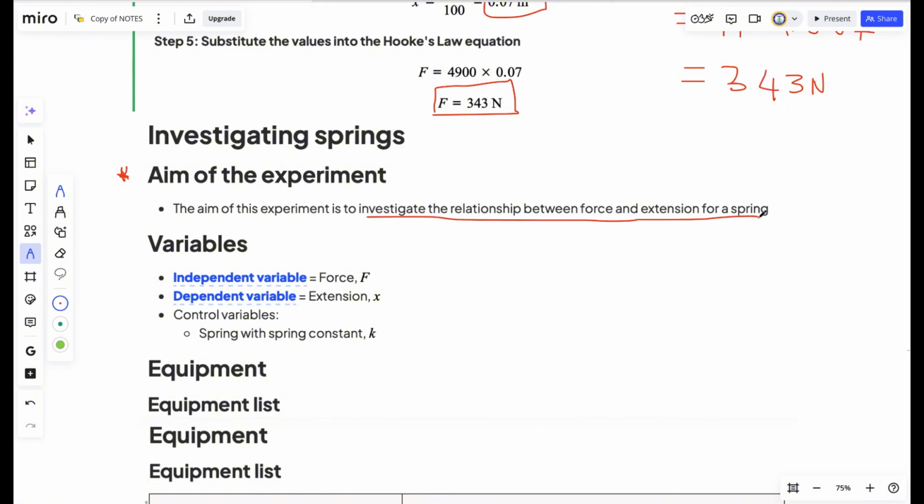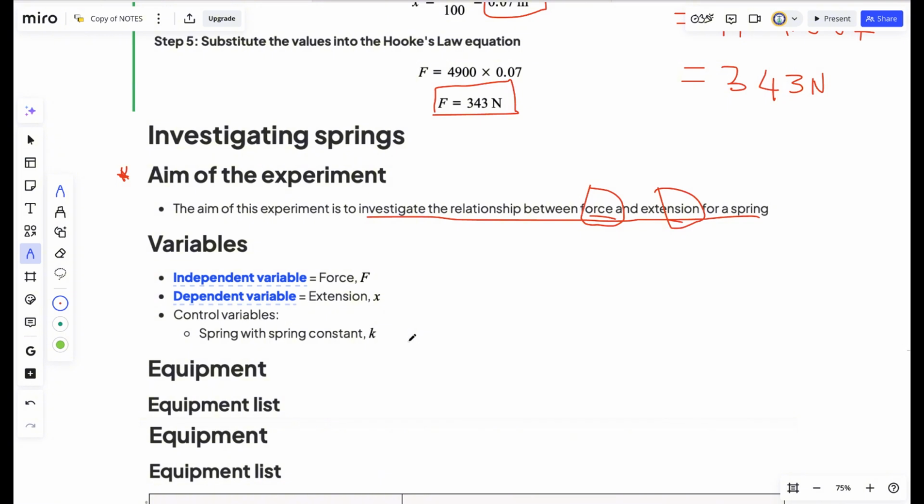That's it. That is the aim of this type of experiment, because we're talking about Hooke's law, which states that the extension produced is directly proportional to the stretching force, provided the elastic limit is not exceeded. So what are you looking for? You're looking for the relationship that exists between the force and extension. That's what we're looking for. So you write it down as the aim of the experiment.